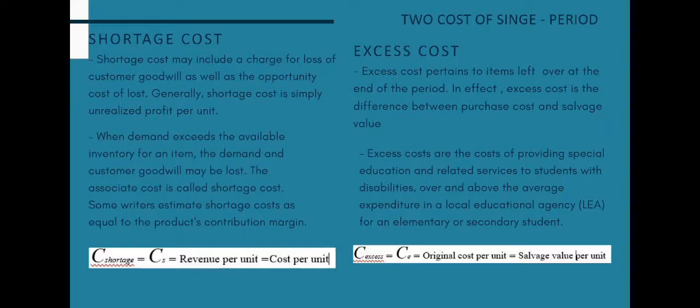Excess costs are the costs of providing special education and related services to students with disabilities over and above the average expenditure in a local education agency or LEA for an elementary or secondary student. The formula of excess cost is: excess cost is equal to original cost per unit minus salvage value per unit.